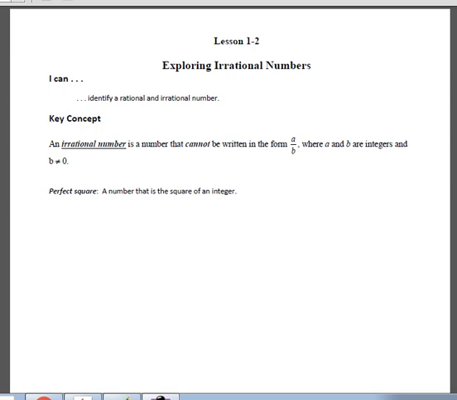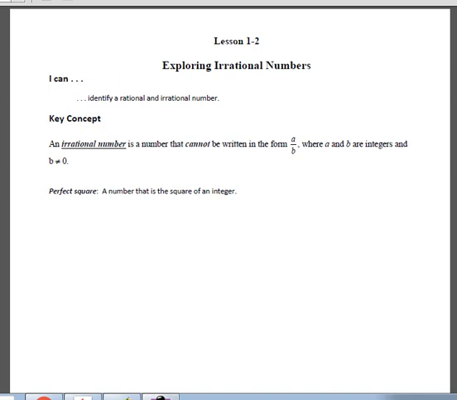Welcome to lesson 1-2, exploring irrational numbers. This lesson is going to have some new information in it, so make sure you are paying attention, and if you are confused when it's over, you either go back and rewatch the video or come and see me. Here we go. This begins on page 9 in your notes packet.